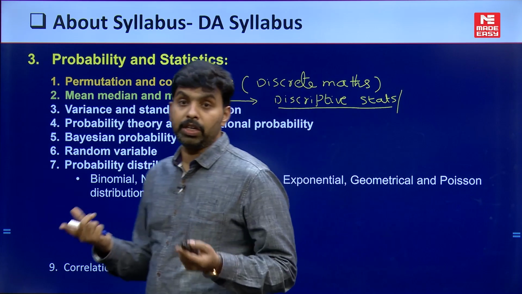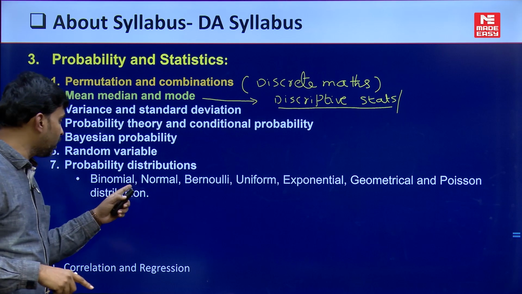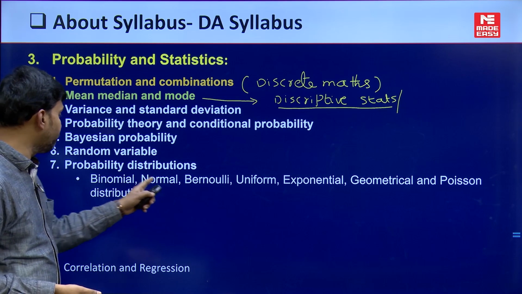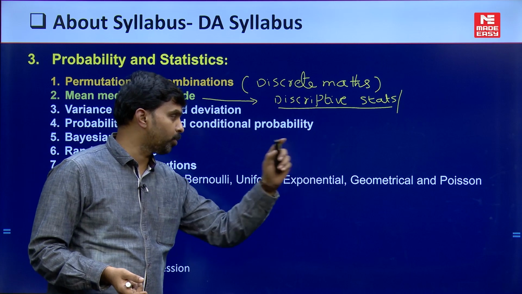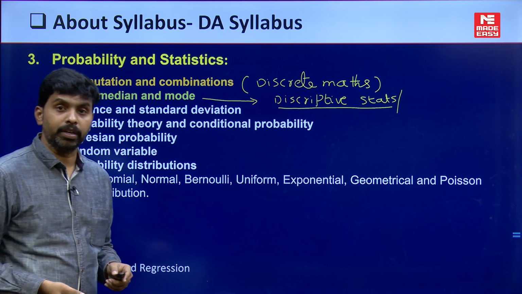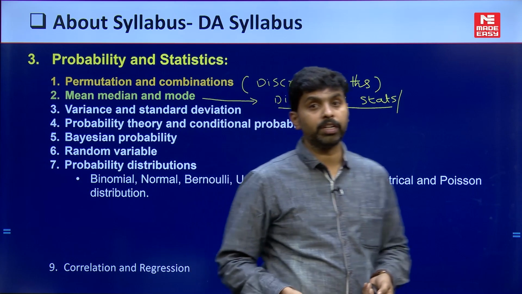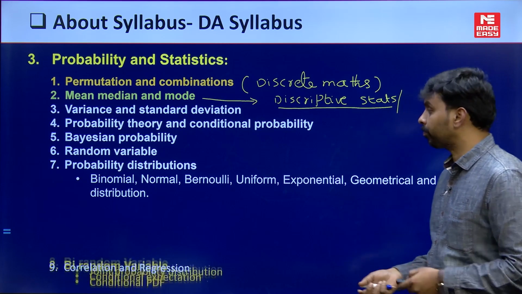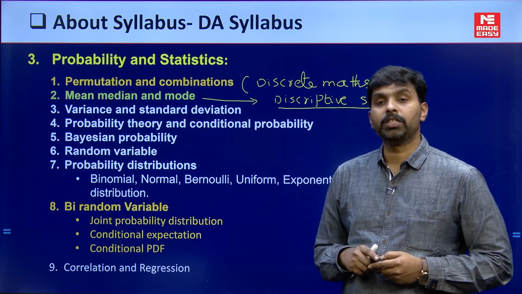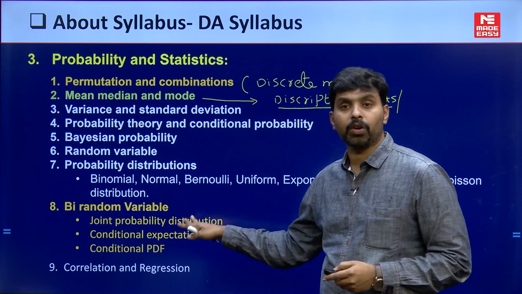Coming to probability distributions, my dear students, there are discrete distributions and continuous distributions. These are the regular distributions which you generally study: binomial, normal, Bernoulli, uniform, exponential, geometric and Poisson distribution. These distributions are very important. The next one is bivariate random variables. This is an extra topic.